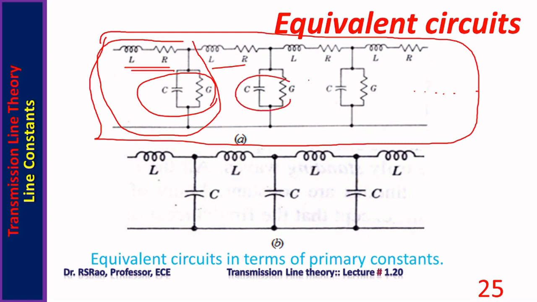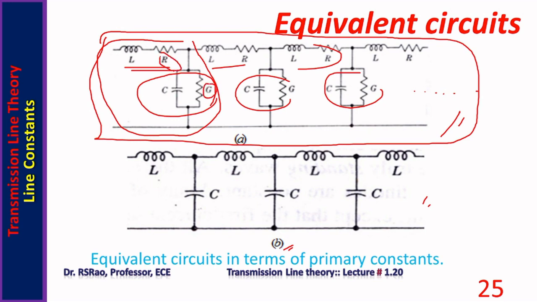LR, GC, LR, GC. L, R, G, C are primary constants. So this equivalent circuit is in terms of primary constants of the line, and this is a general line. General in the sense that it is a lossy line. Losses are there. Below in B you can find another equivalent circuit. Actually this equivalent circuit pertains to a lossless line. Notice here R is absent, G is also absent.